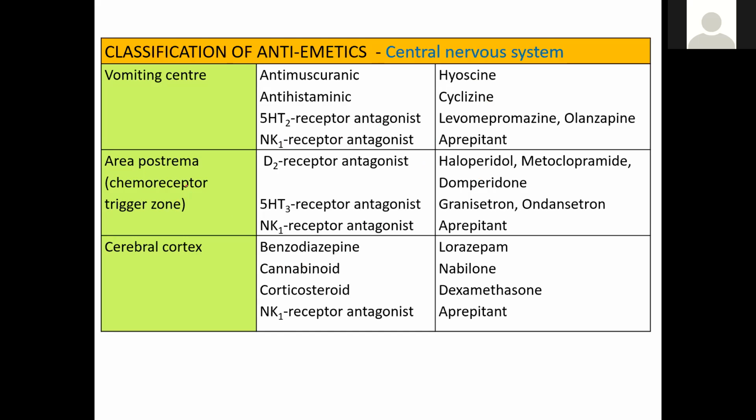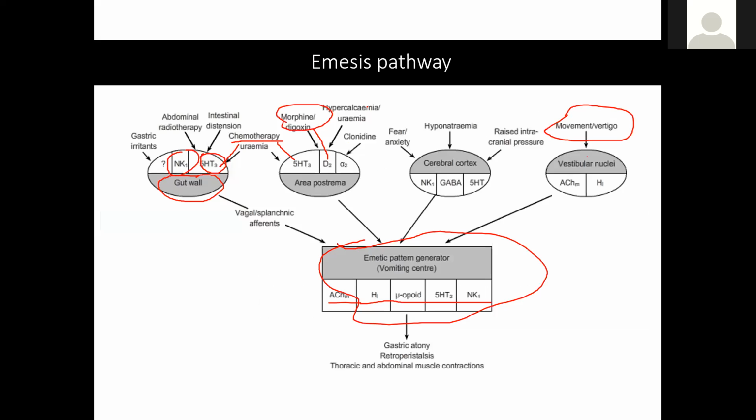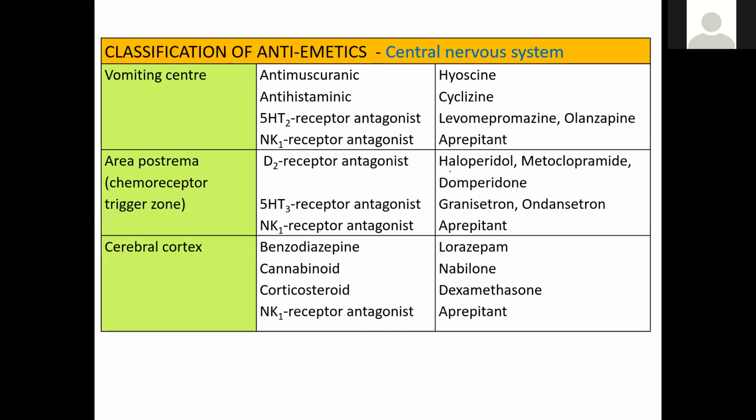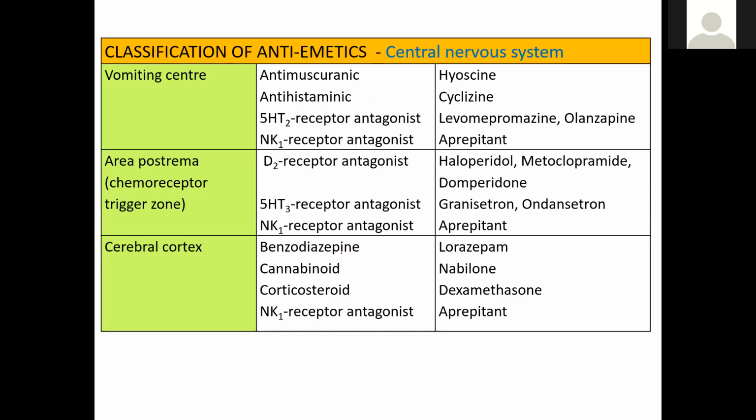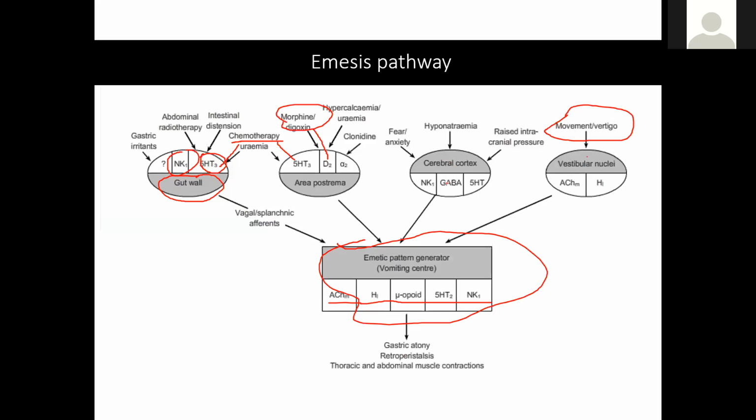Chemoreceptor trigger zone: D2 and 5-HT3 receptor antagonists are what we are talking about, and D2 receptor antagonists are haloperidol, metoclopramide, and domperidone. We have seen in the picture that morphine causes vomiting through the D2 receptor. So D2 receptor antagonists are haloperidol, metoclopramide, and domperidone. These will be the drugs which will help you to control morphine-induced vomiting. So it is very simple: understanding which is the receptor, and understanding which medication is used to block that receptor. Again, cerebral cortex. See, here in the cerebral cortex, we can see GABA, histamine, and neurokinin.